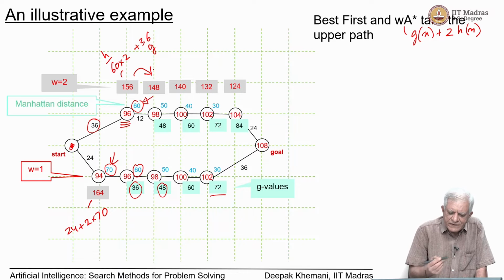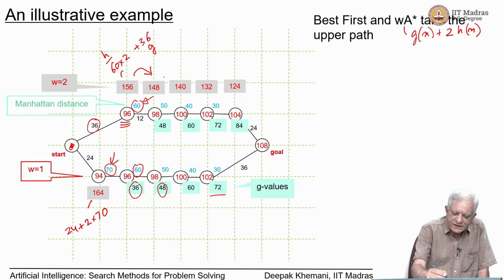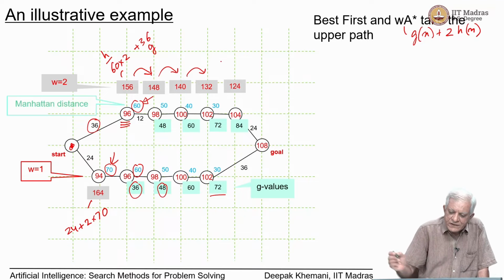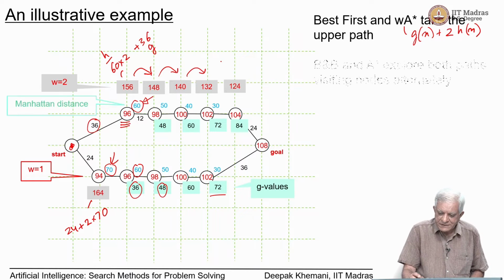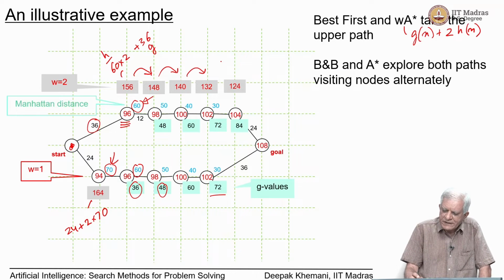Now, you see that because the weight of h of n is higher, the closer you go to the goal the more rapidly the f value decreases. So, from 148 it goes to 140 then to 130. So, both best first and WA star simply take the upper path and do not even look at the bottom path. What about branch and bound and A star?